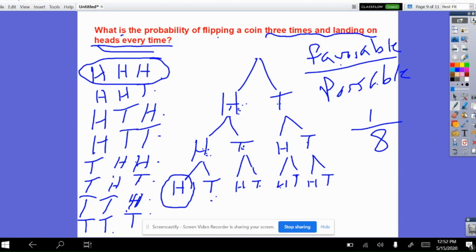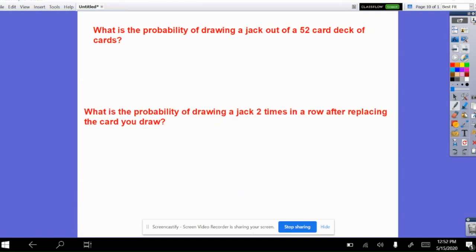So, pretty simple, right? Now, going on. What is the probability of drawing a jack out of a 52 card deck of cards? Well, let's see here. We write favorable over possible.